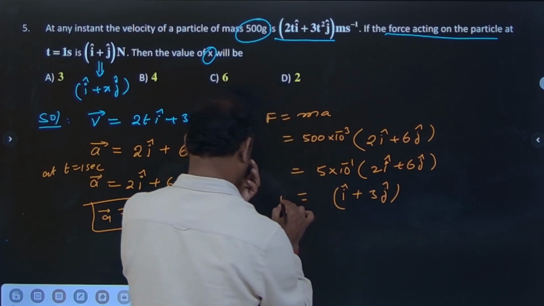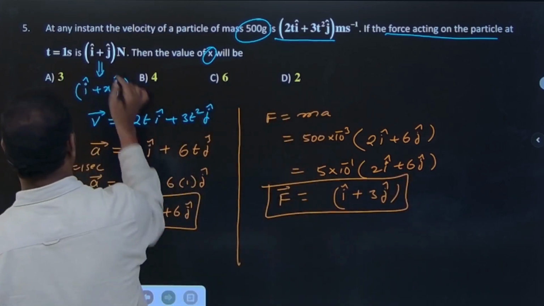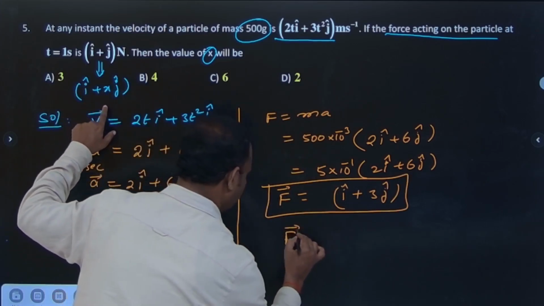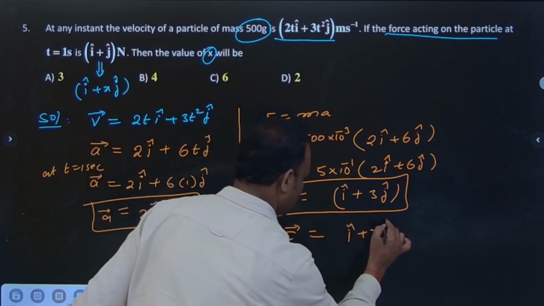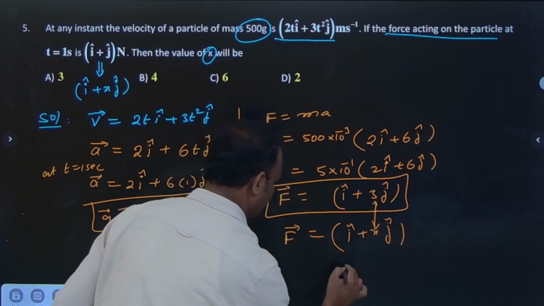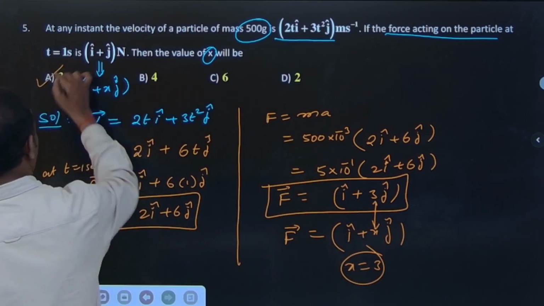Yes, this is the force. But as mentioned here, the force is given: F bar is equal to I cap plus x j cap. So what is x? x is 3. x is equal to 3 is your answer. So option A is correct.